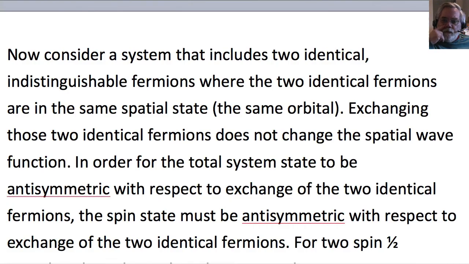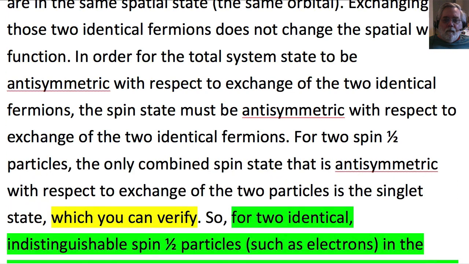Now consider a system that includes two identical indistinguishable fermions where the two identical fermions are in the same spatial state. For example, two electrons in the same orbital. Exchanging those two identical fermions can't change the spatial wave function because they were both in the same wave function. So in order for the total system state to be antisymmetric with respect to exchange of the two identical fermions, the spin state must be antisymmetric with respect to exchange of the two identical fermions because they were in the same spatial state.